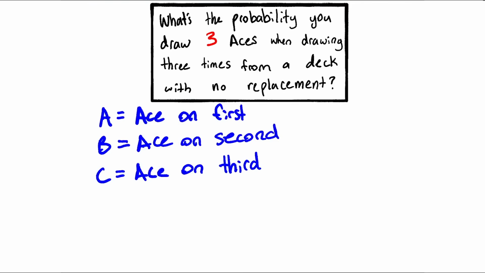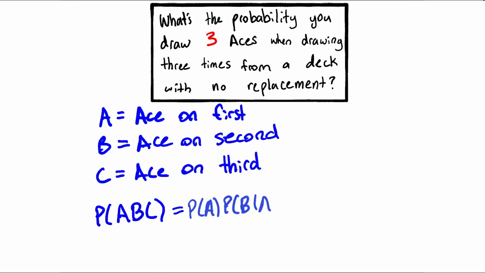If we define our events similarly to how we did previously, the probability we're looking for is the probability of A, B, C: you get an ace on the first, second, and third draw. Using the multiplication rule, this is the probability of A times the probability of B given A times the probability of C given A and B.